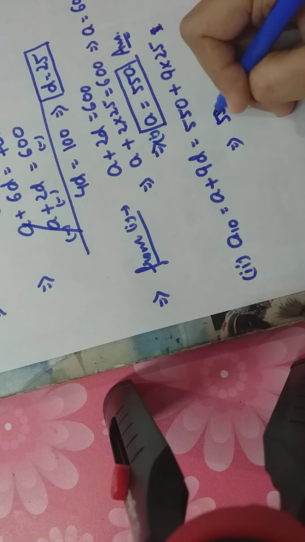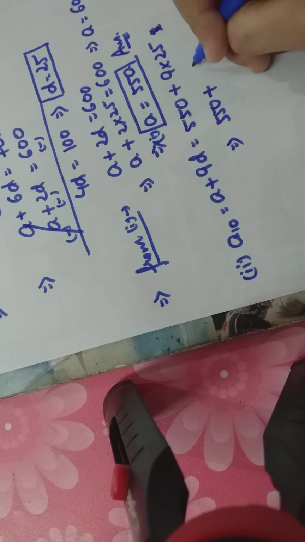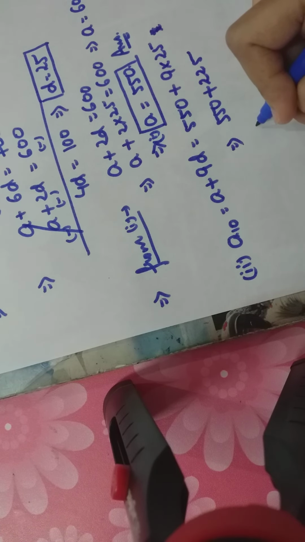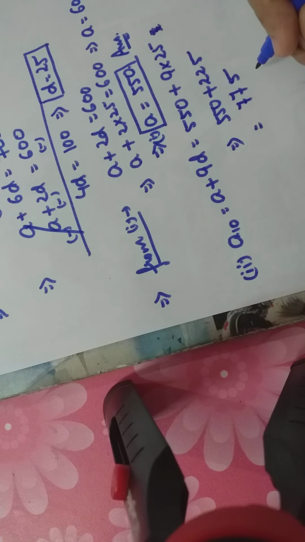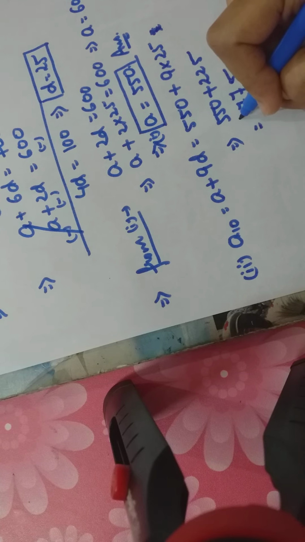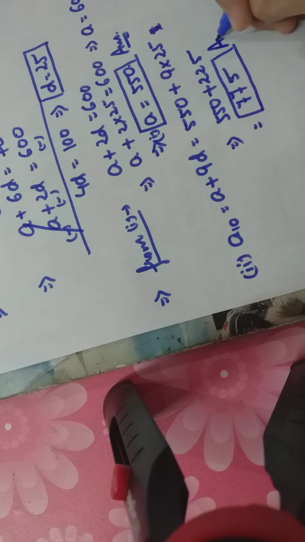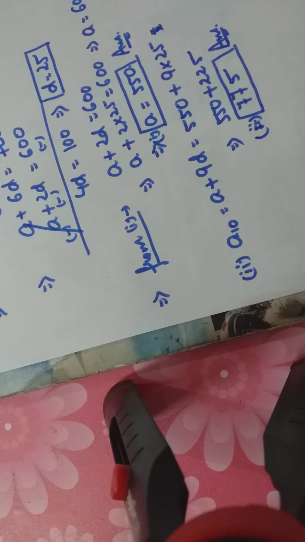Here we will get 550 plus, when we multiply 9 into 25: 9 5s are 45, 5 carry 4, and 9 2s are 18, 18 plus 4, 22. When we add, we get 775. So 775 is our final answer, that is the production of TV sets in the 10th year. This is the answer of the second part of example number 16.